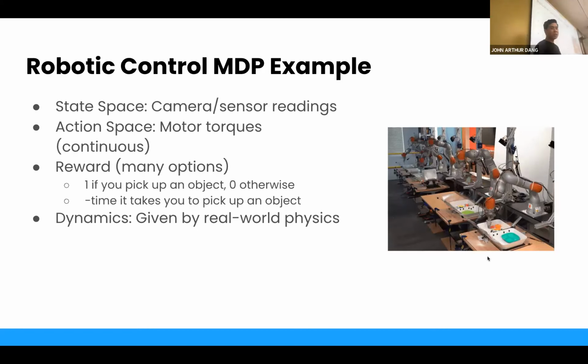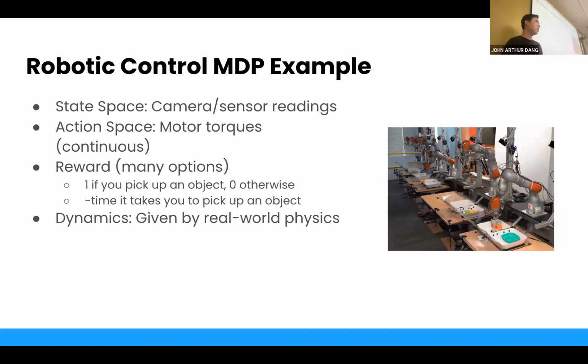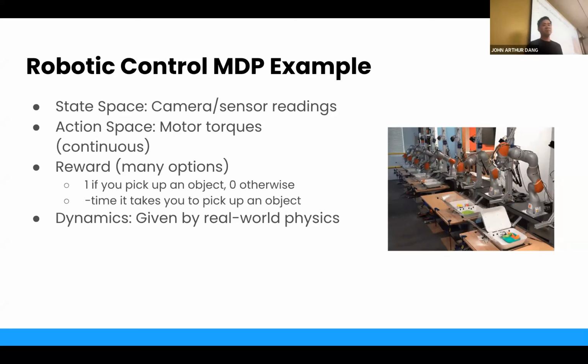In robotic control, your state space might be something like your camera or sensor readings, your action space is continuous, your motor torques. And your rewards, like I alluded to earlier, there might be many options here. It might be something like 1 if you pick up the object, 0 otherwise. You might have terms that include how fast you're able to do it, like your negative time to pick up an object. And the dynamics are given by real world physics.